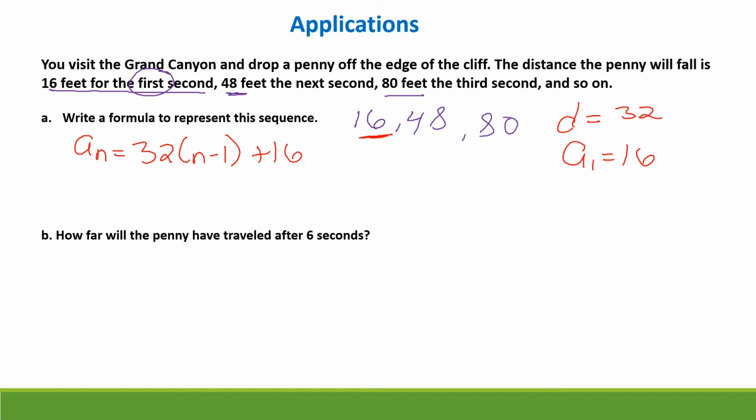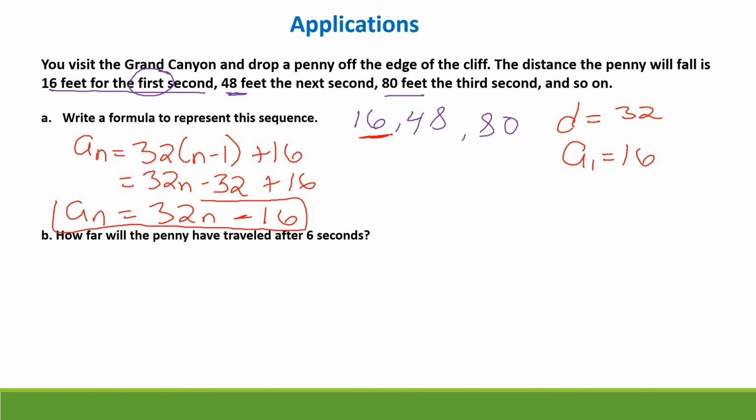And if I want to simplify that, doing a distributive property, plus 16, combining like terms, negative 32 plus 16 is negative 16. So this is my formula. I'm going to say both. And then it says, how far would the penny have traveled after 6 seconds? So 6 would be n, so I basically want to find the 6th term.